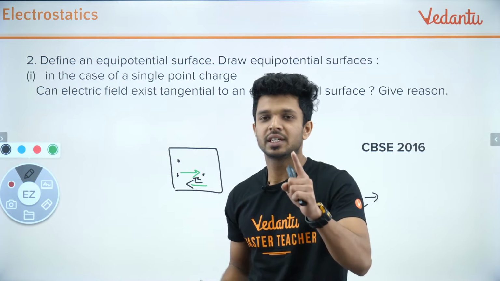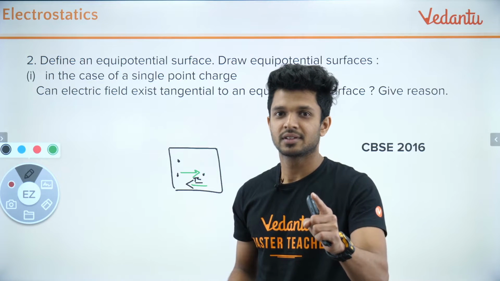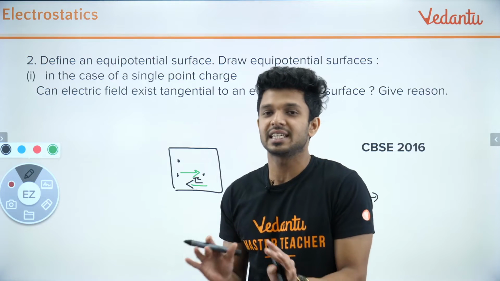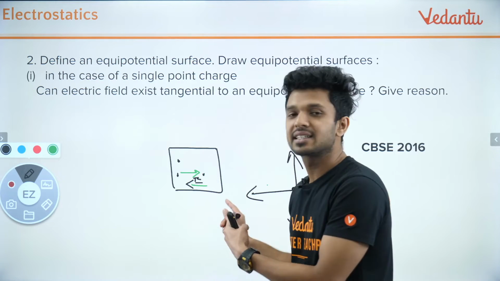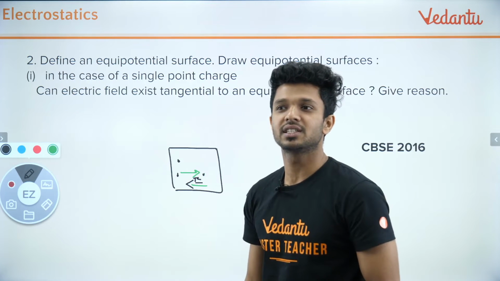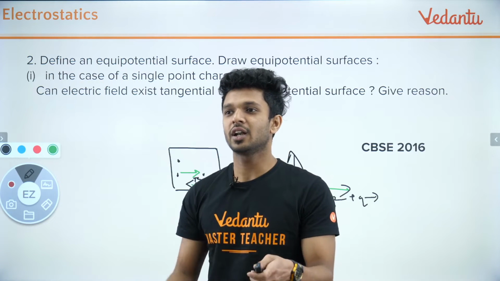Yes or no? Tell me that. So the entire concept of equipotential surface itself won't be valid. So electric field cannot exist tangential to the equipotential surfaces. Yes, all good?